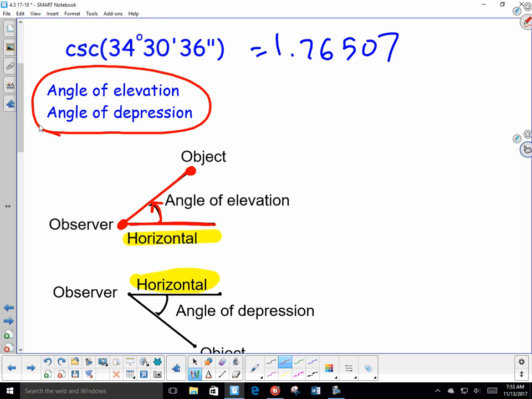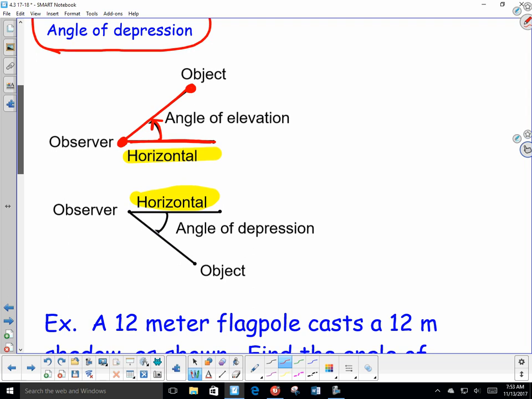Similarly, the angle of depression is going to be you or someone else as the observer, and you're looking down at something. So maybe you're on a hill and you're looking down at a boat on the water or something like that. But again, it's going to be the angle from the horizontal down. That would be your angle of depression.